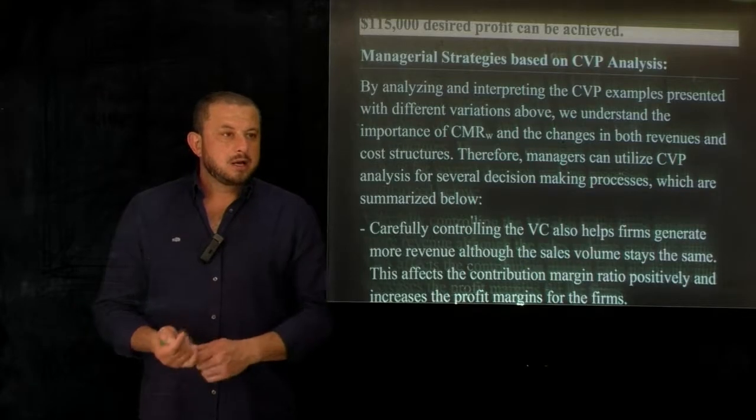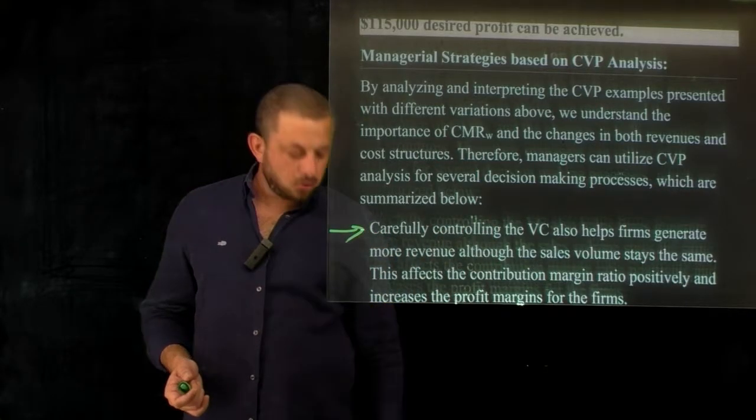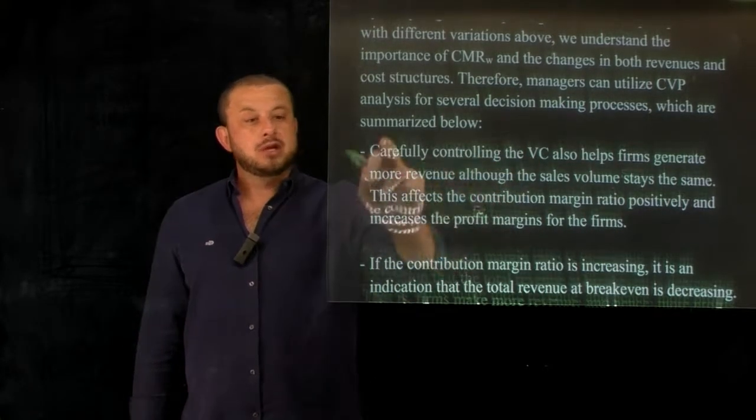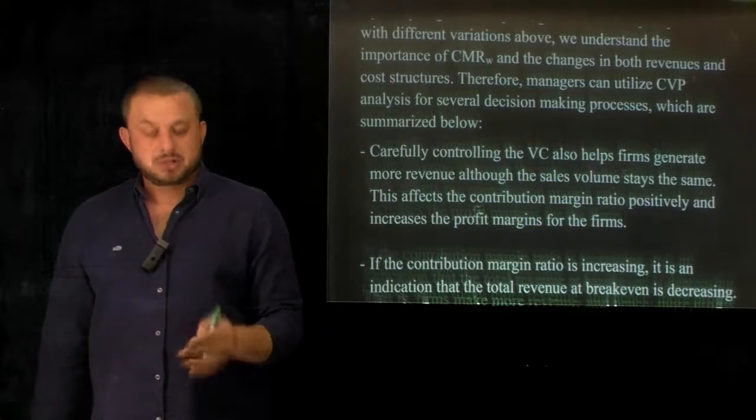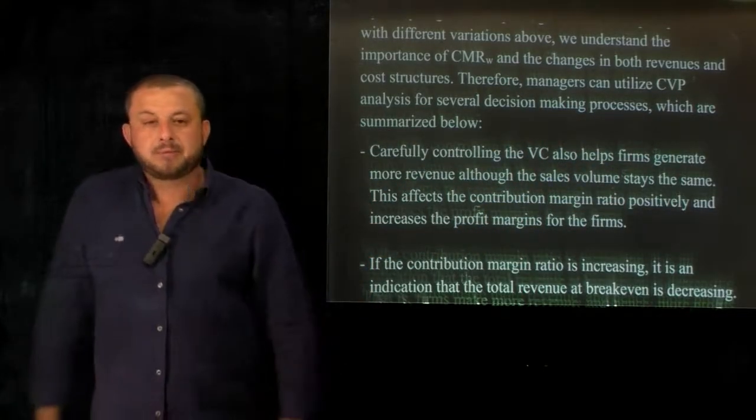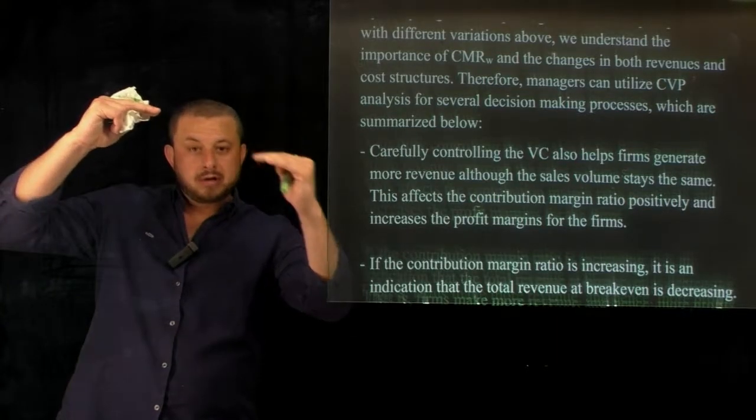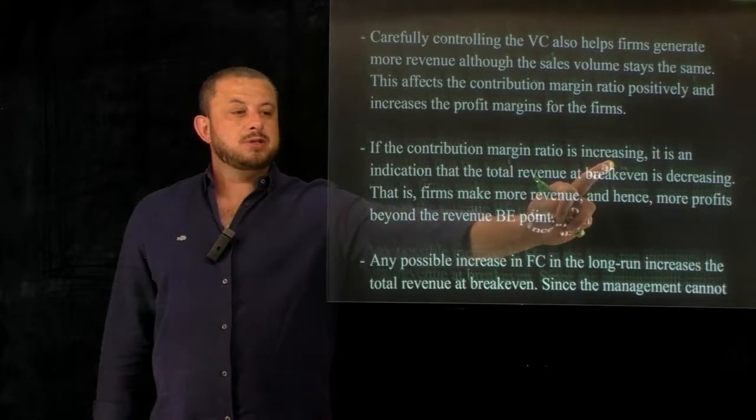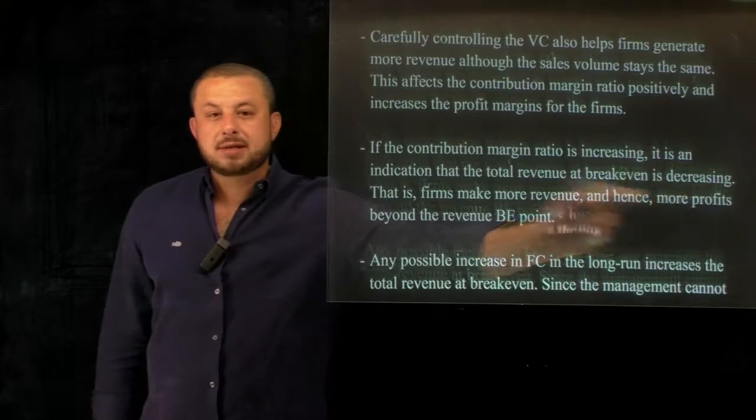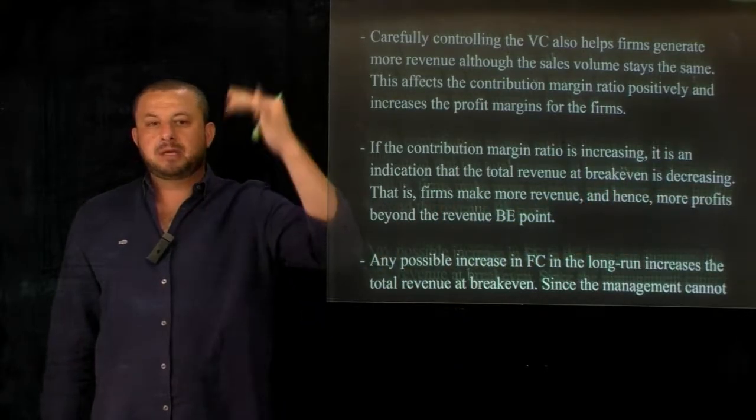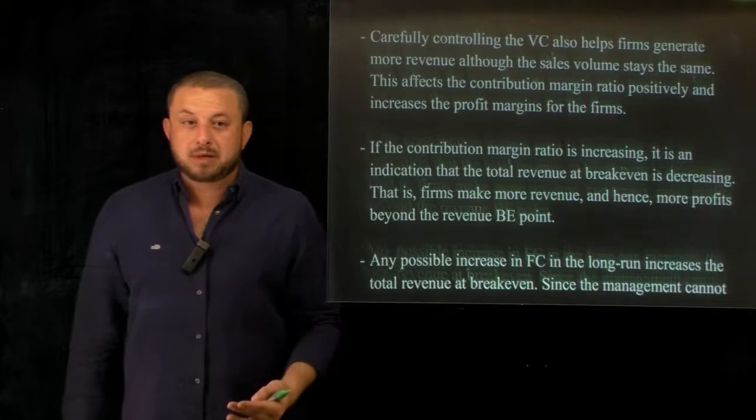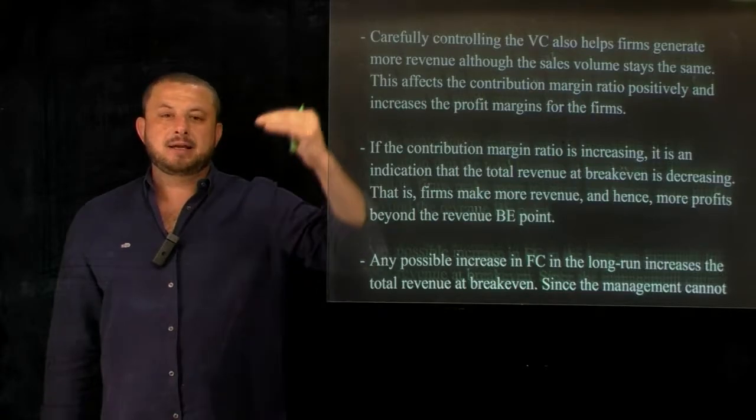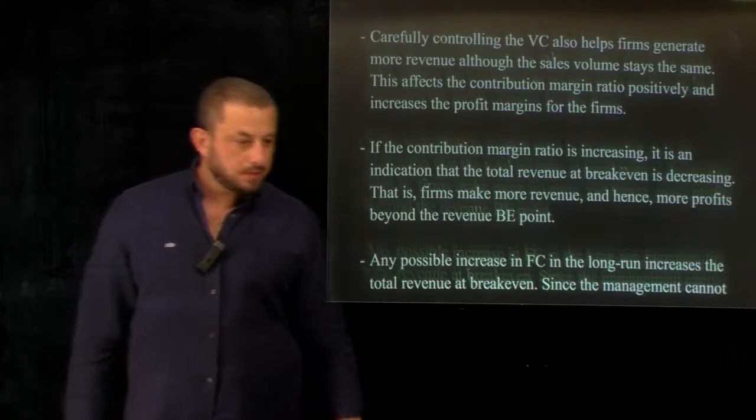For example, carefully controlling variable cost helps generate more revenues. Of course, when you carefully control the variable cost, it will increase the contribution margin for each department, and when you combine all these departments, it will increase the CMR, at the same time decreasing the break-even points. And that's what you need. If the contribution margin is increasing, BEs are decreasing. I mean TR at BE, BE units, BE occupancy are decreasing, and that's what you want, because if you get to the break-even points quicker, the remaining will be pure profit to your operation.